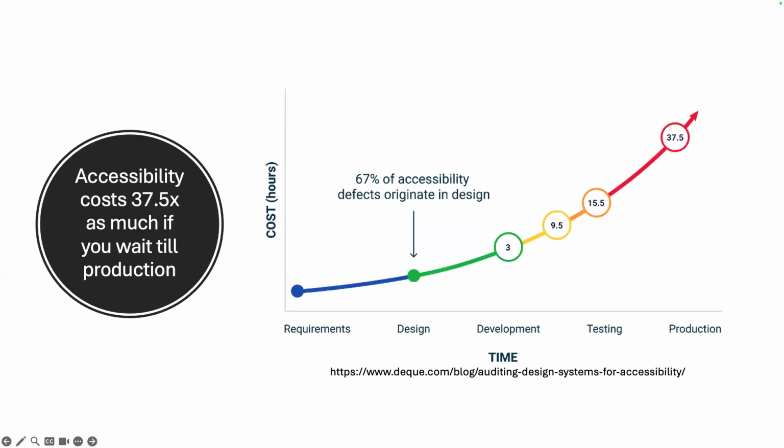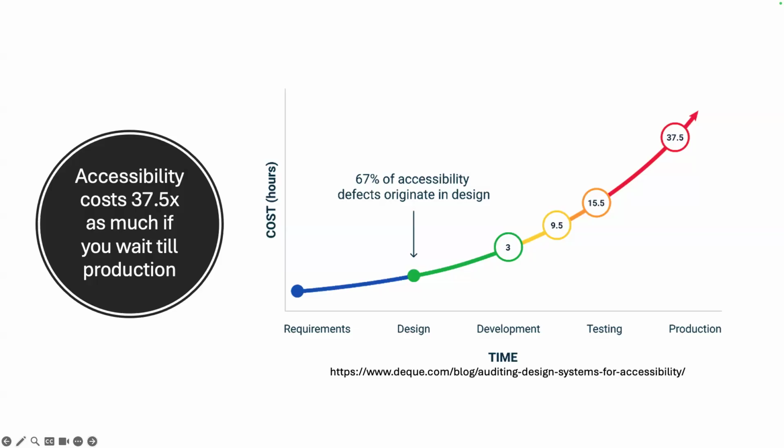So I have this slide here. This is a screenshot of a chart from DQ, showing the cost over time. It shows that the longer you wait to address accessibility, the more it costs. I have one big point here that says accessibility costs 37.5 times as much if you wait until production.